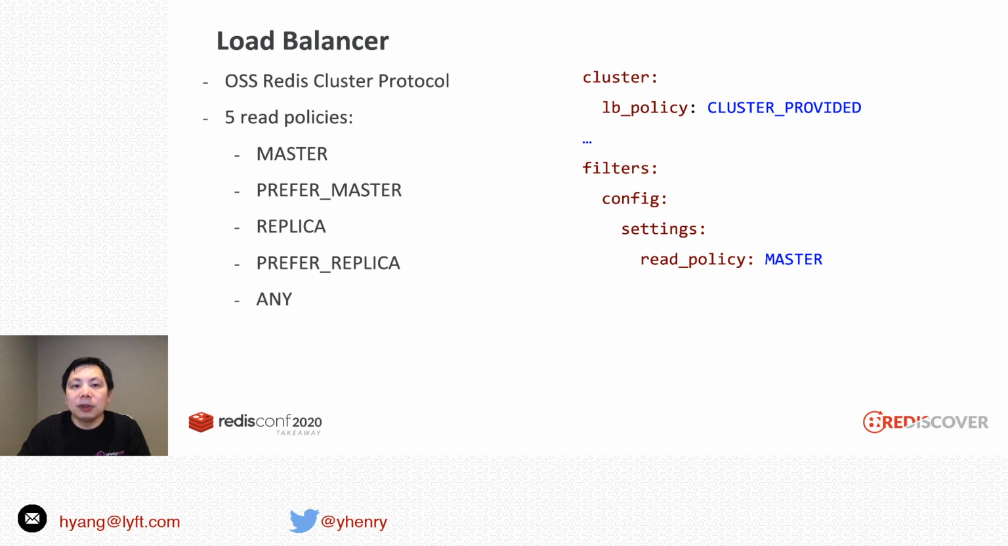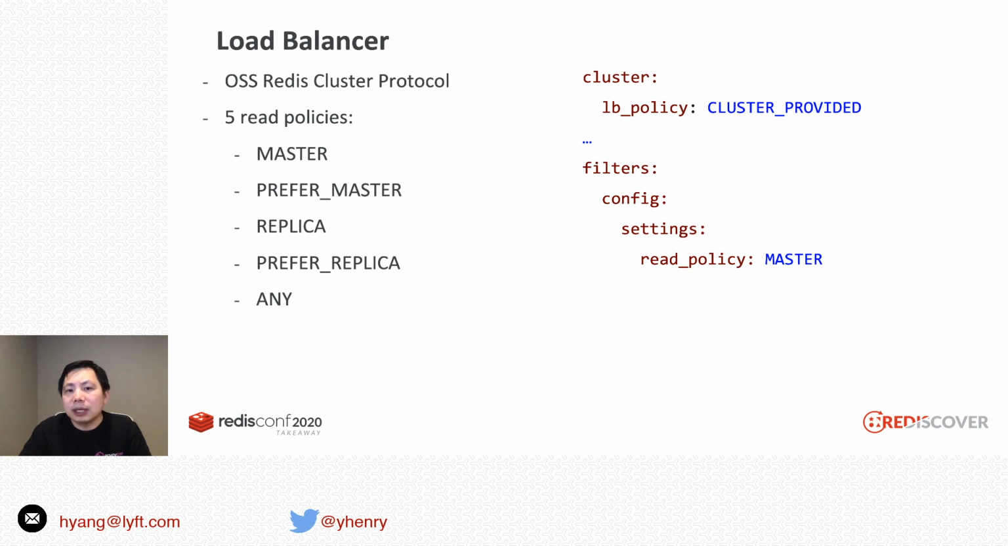After we figure out what nodes are there in the cluster, we need to figure out how we are going to shard the request across all these nodes. And this is basically load balancing. For write, it's easy. We follow the open source Redis cluster protocol to calculate the hash slot, and with the topology information we have, we can figure out which shard the key belongs to.